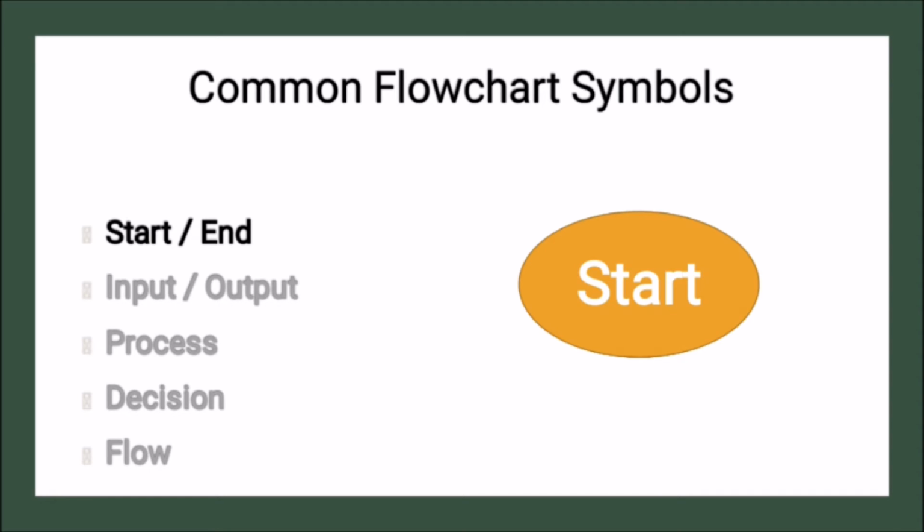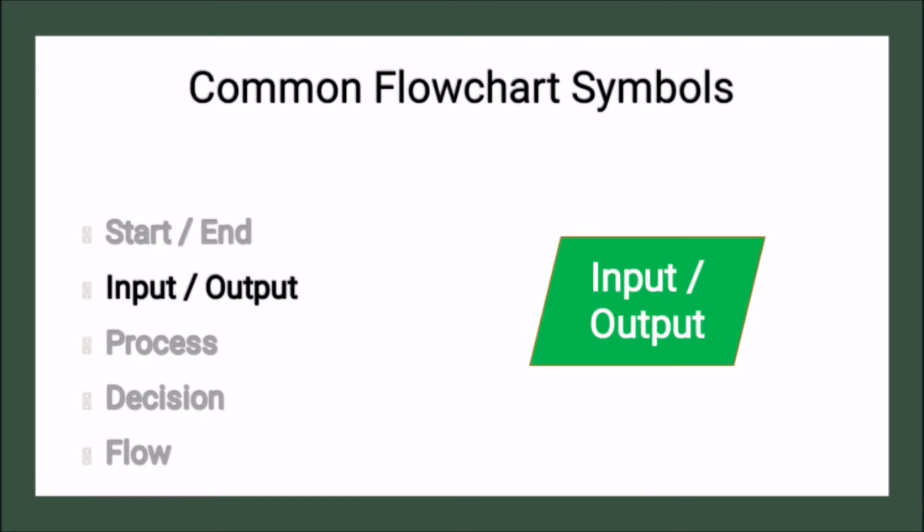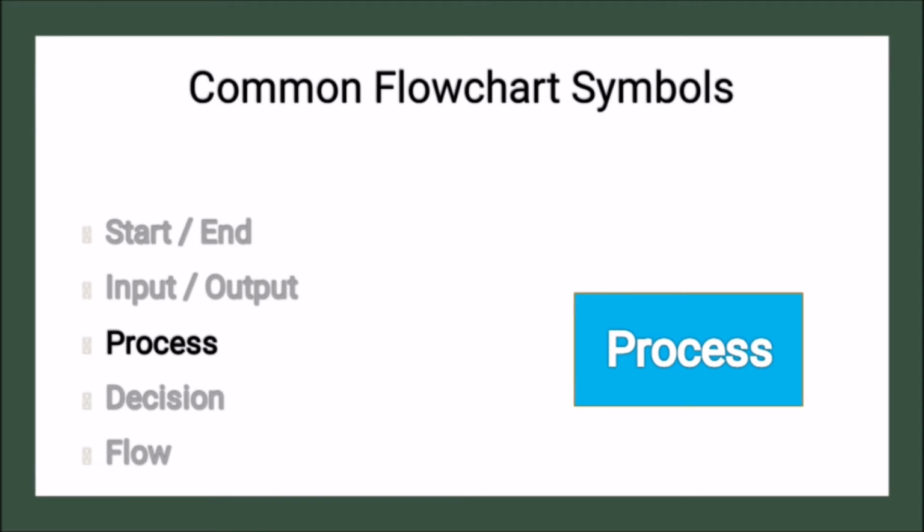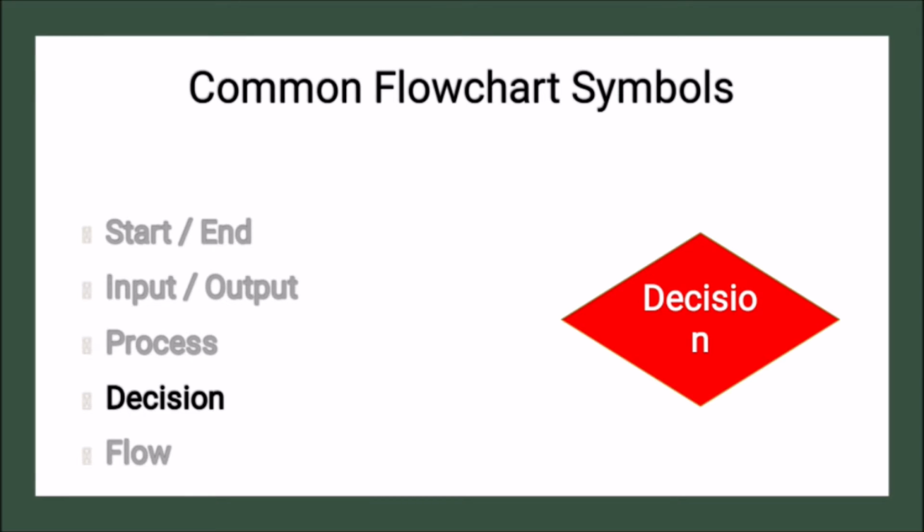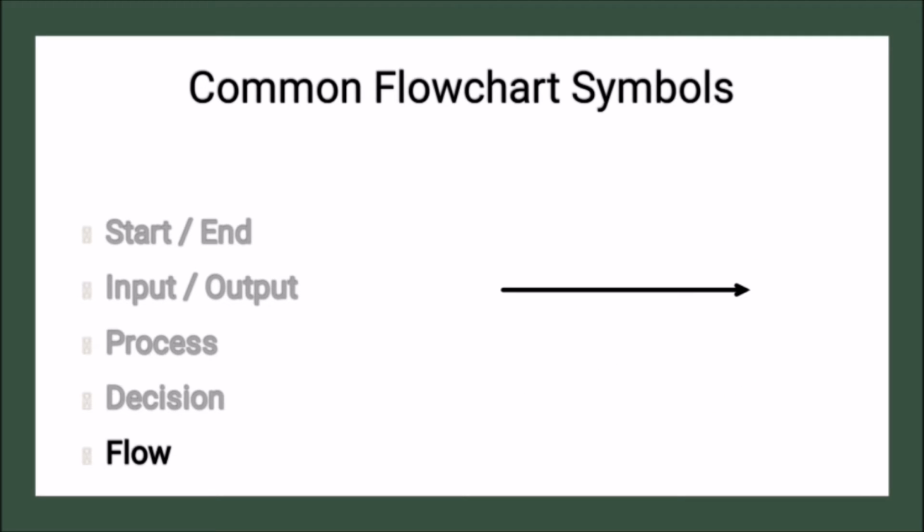So let us take it one by one. This symbol is particularly for the start and end of the process. This is for input output. This symbol represents a particular process or operation. This symbol is for a particular decision. And this arrow particularly shows the flow of the process.